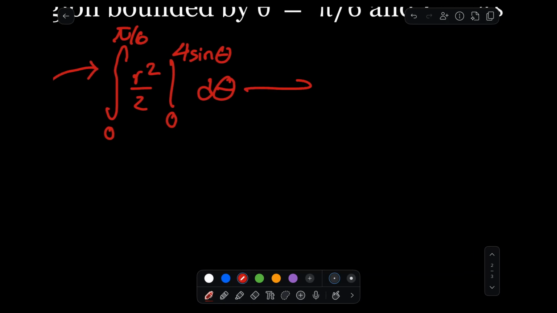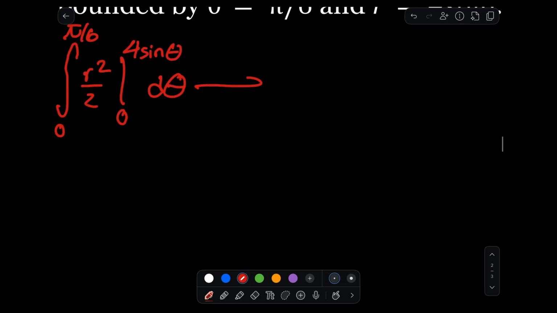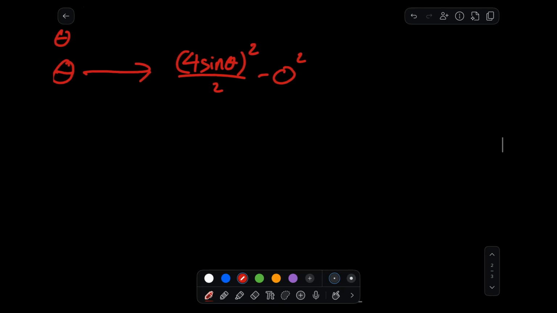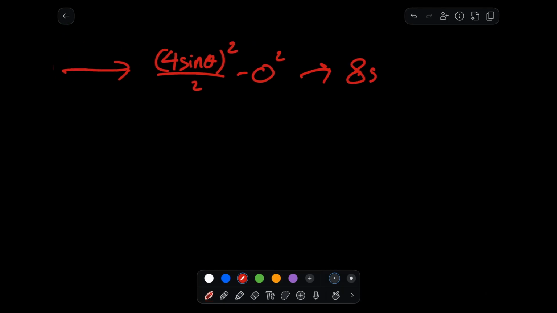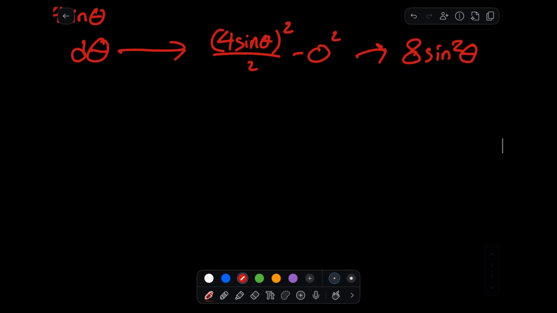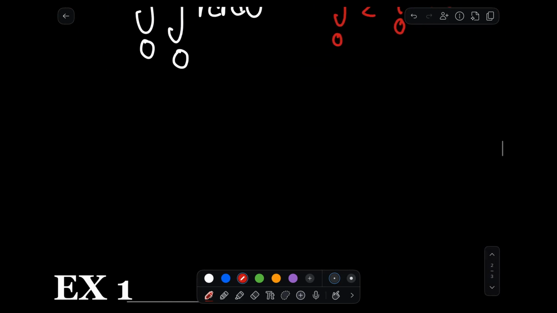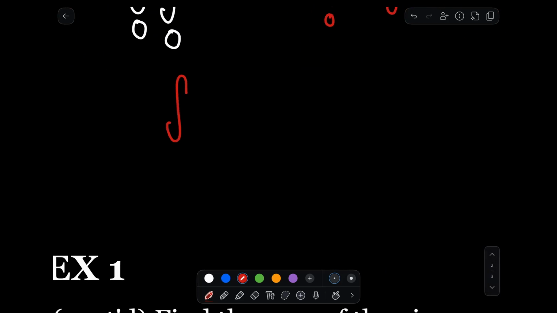In this case, we can go over here and then evaluate this. This would become 4 sine theta squared over 2 minus 0. We obviously know what that is, right? And then we would get 8 sine squared theta as our resultant answer. But we're still not done. We still have to integrate again.